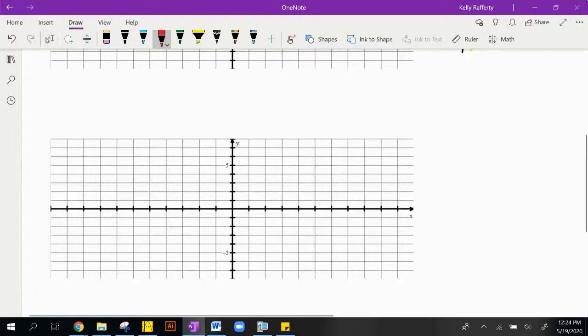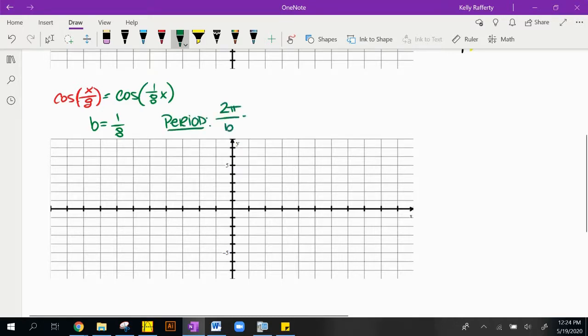All right, so I'm going to do a cosine. We're going to make this a really big graph of x over 8. So here our b value, another way we could write this is cosine of 1/8 times x. So b equals 1/8. So rather than writing all the points, this time I'm going to find what the period of the graph is, which is how long a cycle. So to find the period, I do 2 pi over b, which is 2 pi divided by 1/8. And when you have a fraction, we multiply by the reciprocal. So my new period is 16 pi.